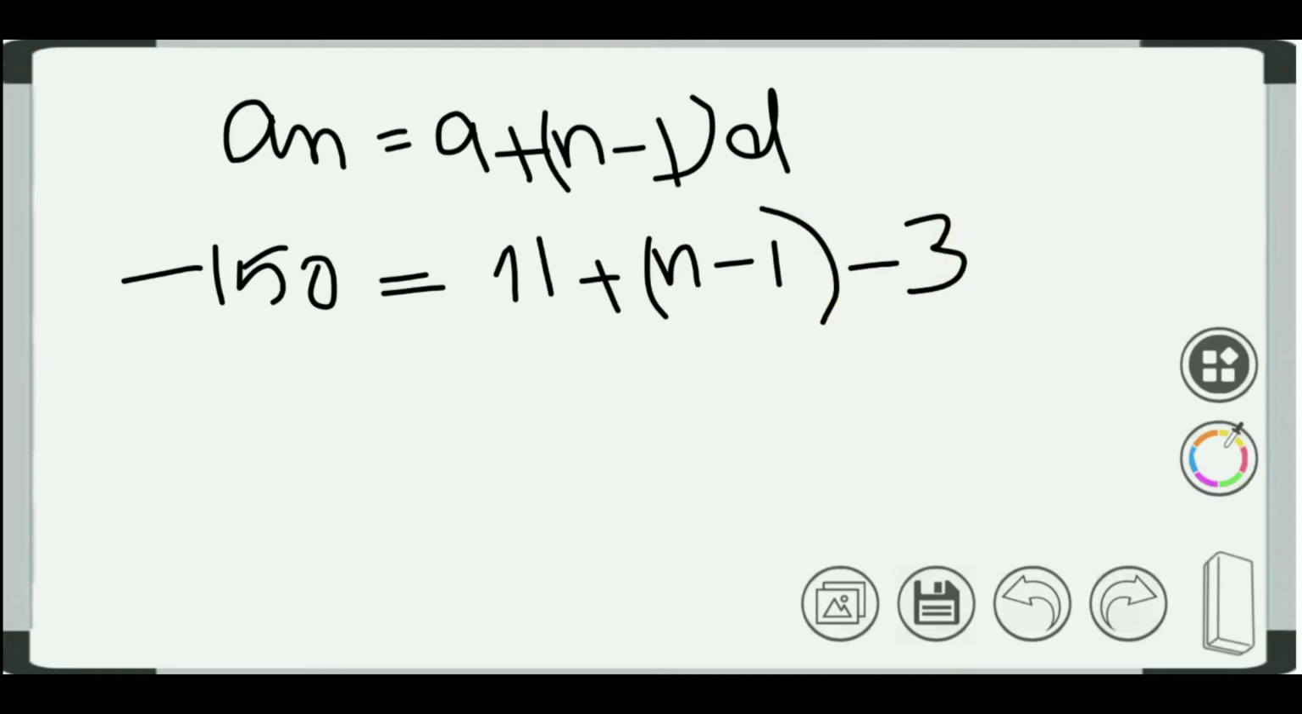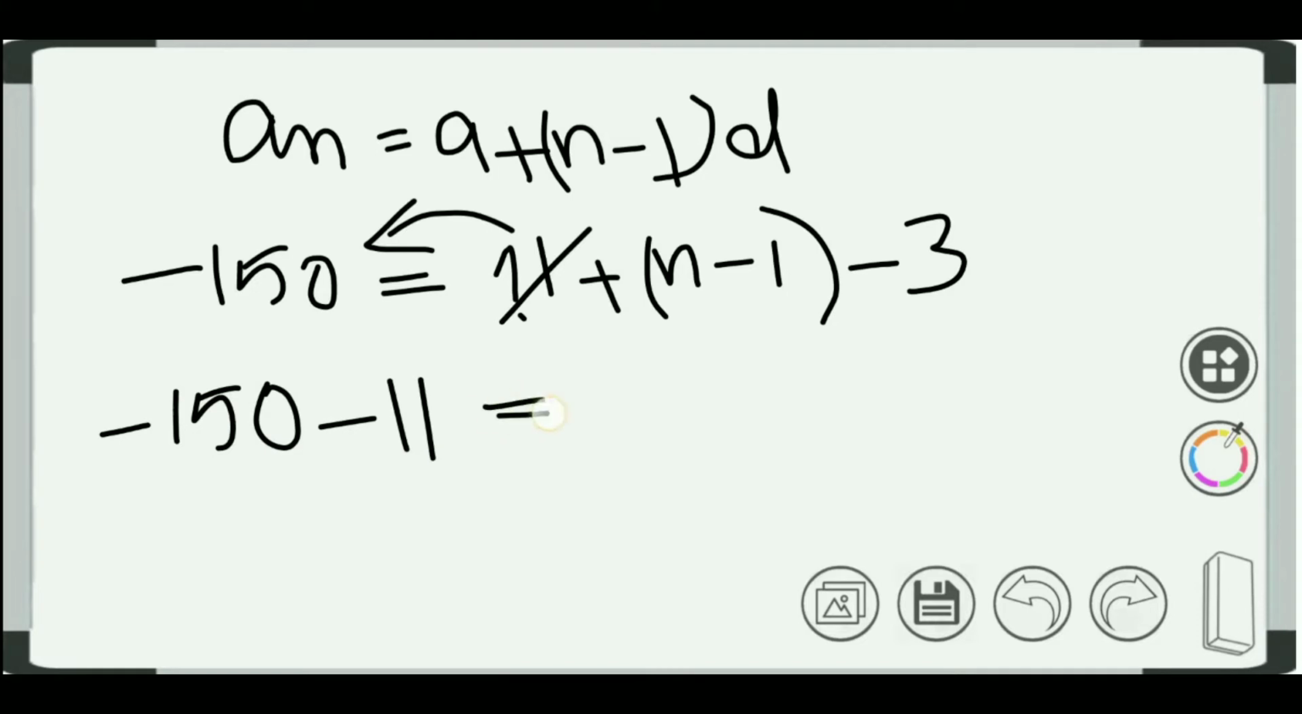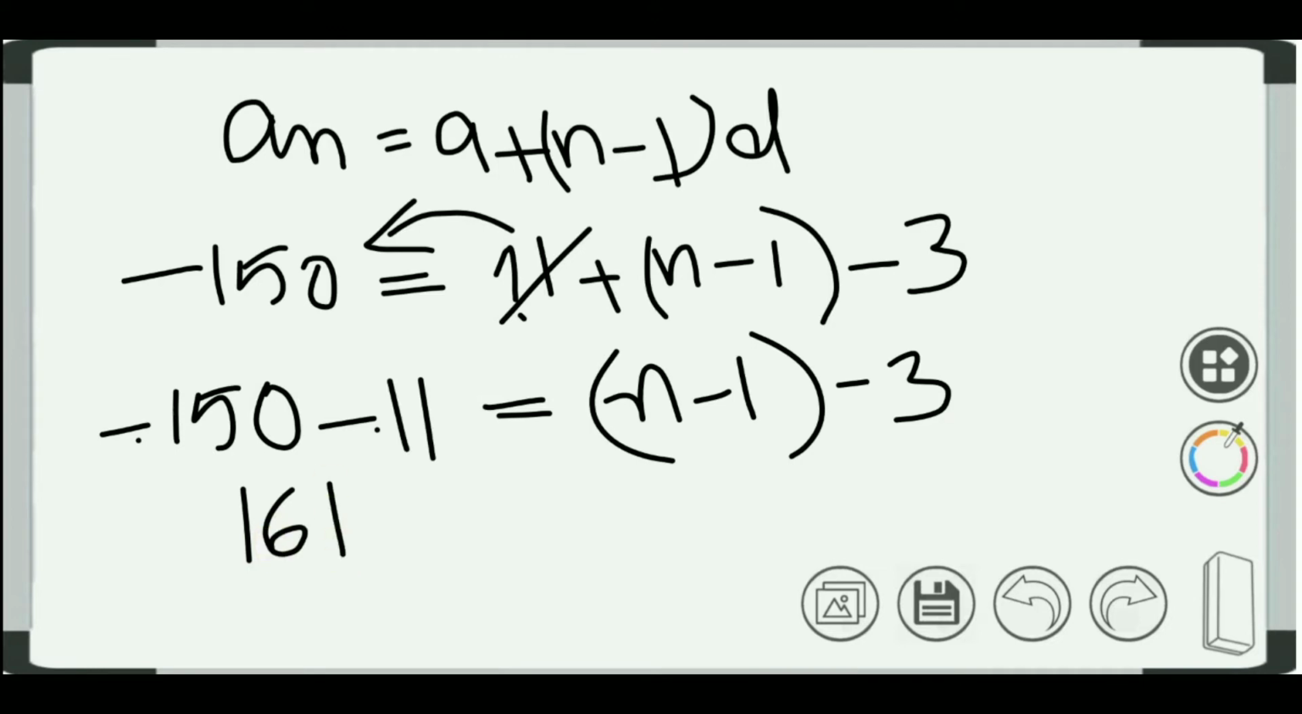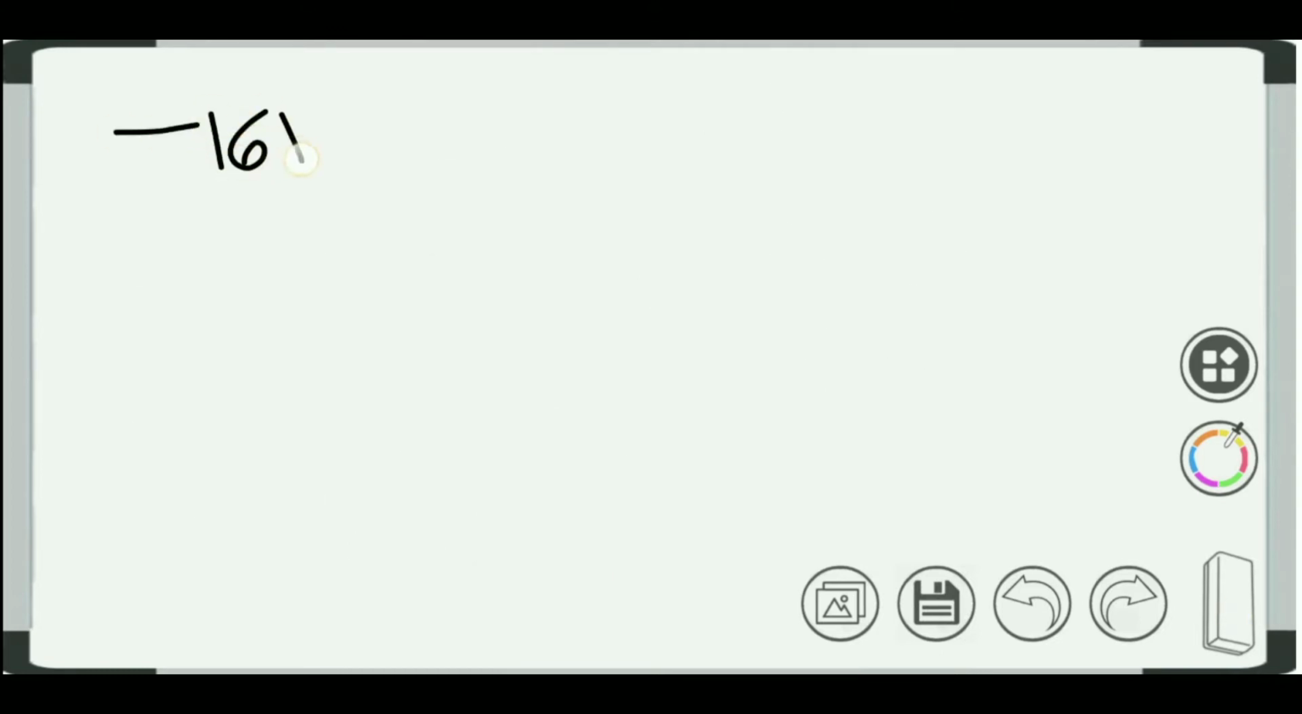Now a shortcut: take 11 this side, so 11 will become minus 11. So minus 150 minus 11 equal to n minus 1 into minus 3. Minus 150 minus 11, you need to add it. So 150 plus 11, 161. Put the negative sign, equal to n minus 1 into minus 3. Minus 161 equal to n minus 1 into minus 3.